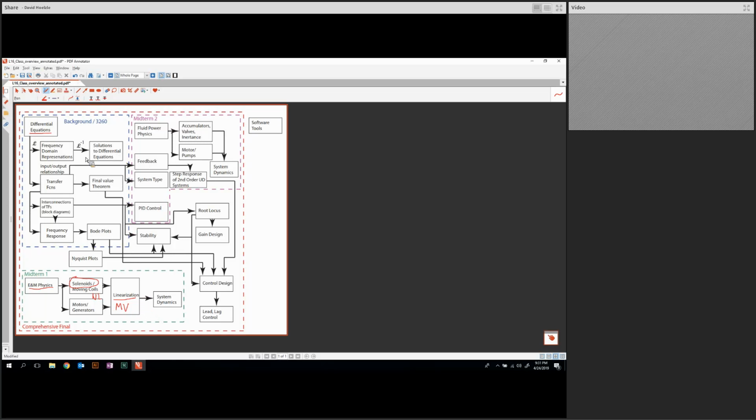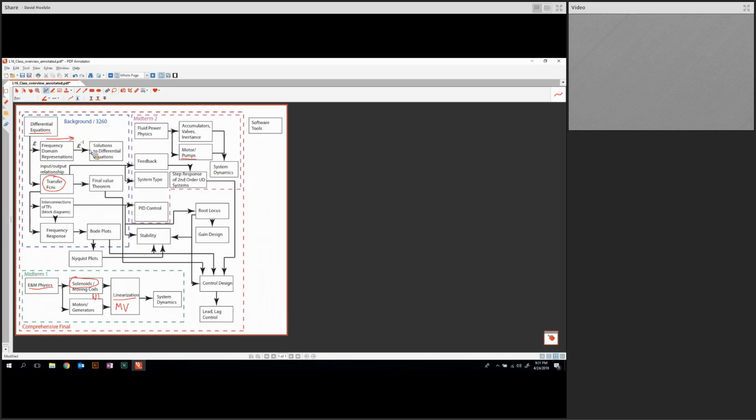Also, we looked at how differential equations can be used to model fluid power systems. We went through some examples with motors and pumps and the dynamics related to these, and also the different elements that could be in a fluid power system, such as accumulators, valves, inertances, etc., to get system dynamics. Again, starting with differential equations, and then we were using directly some of the mathematical tools used in 3260, like the Laplace transform, to give us a frequency domain representation, which then can also be directly applied to come up with transfer functions, right?